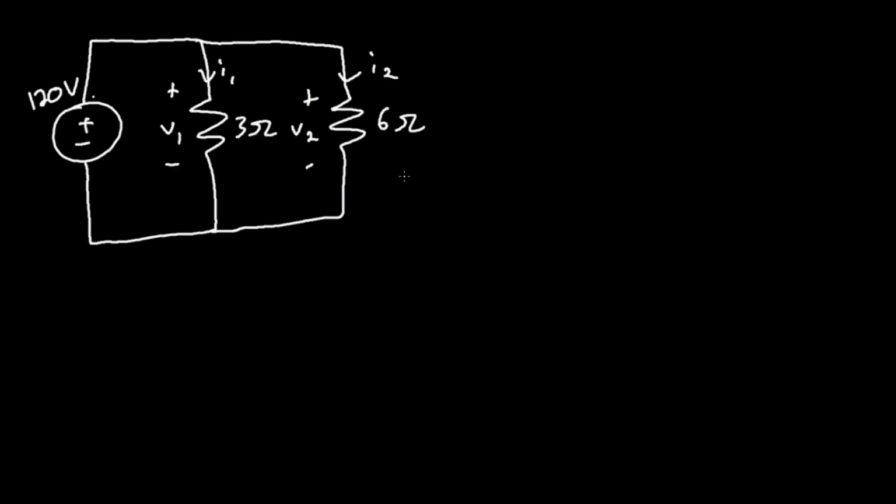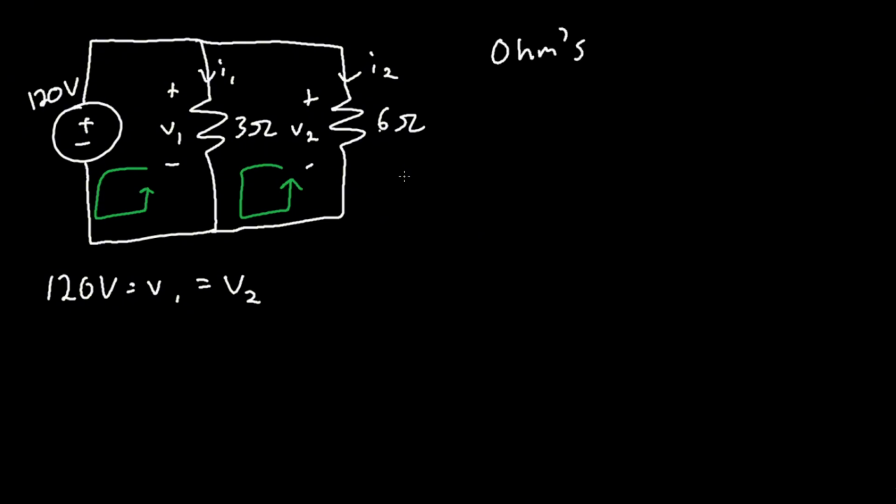First thing that we can do is, we know that these resistors are in parallel, right? They all share the same nodes. And this voltage source is also in parallel with these resistors. Therefore, if we use KVL around all these loops, we know that all the voltages are equal to each other. It's equal to V1 and equal to V2. So all the voltages are 120 volts.